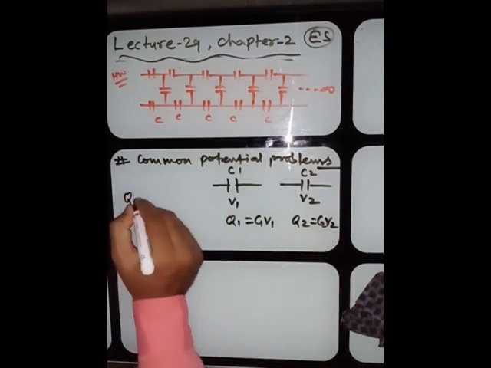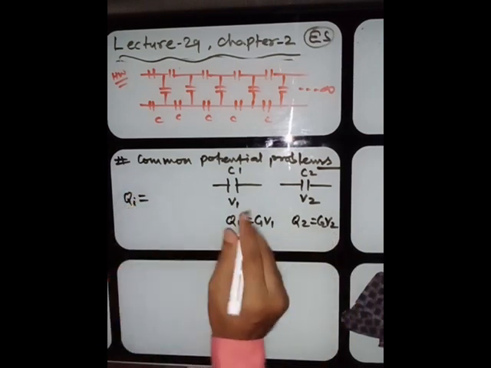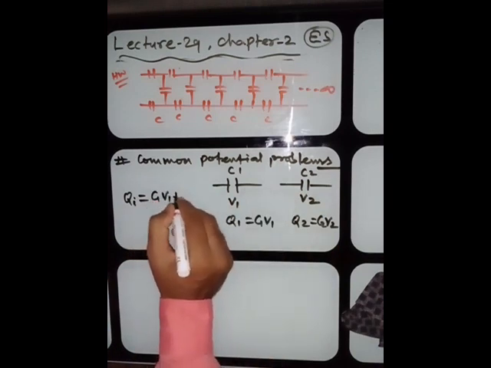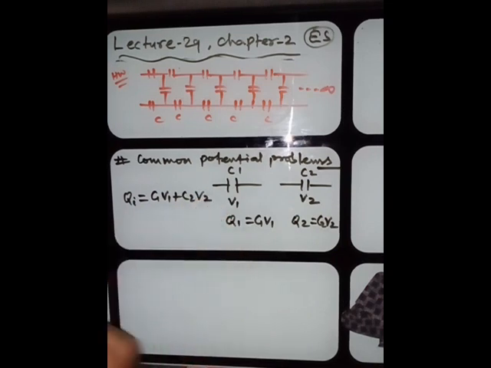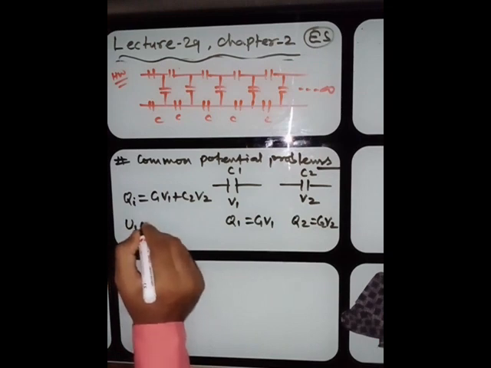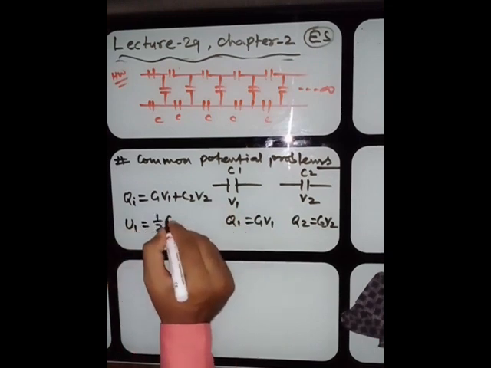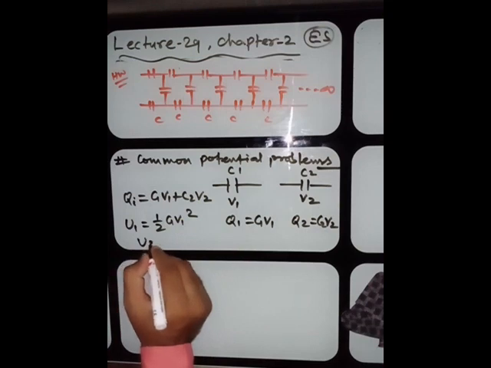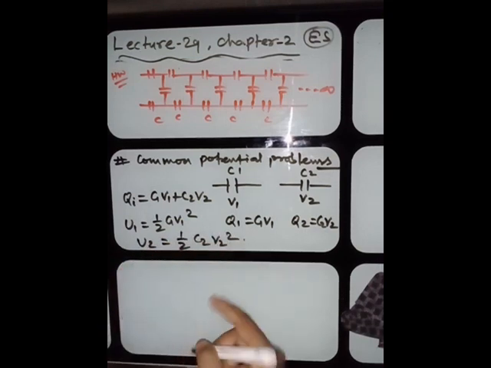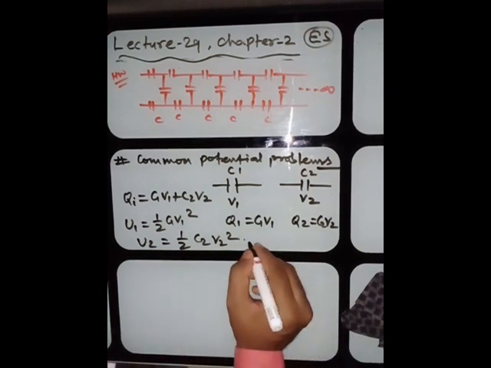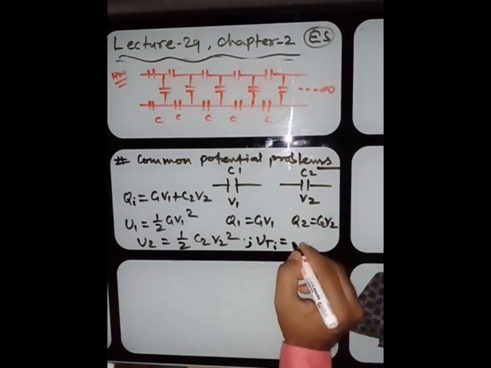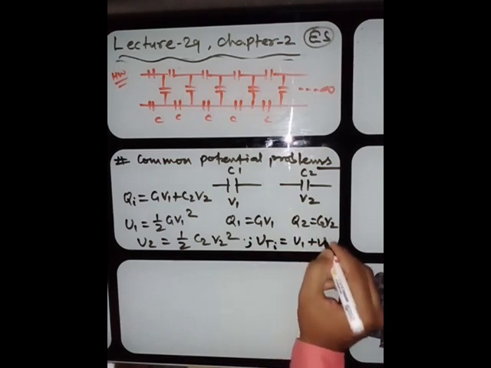The total charge of the network initially will be C1 V1 plus C2 V2. One by one you can find out the energy also. Energy of the first capacitor will be half C1 V1 square, and of the second capacitor it will be half C2 V2 square. And the total energy also you can find. The total energy U total initially will be U1 plus U2.